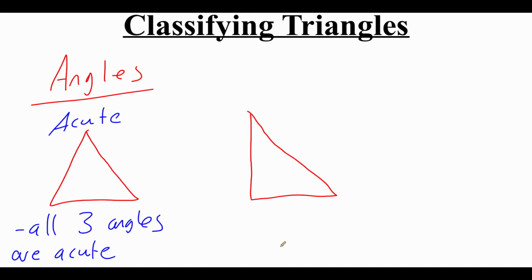And remember, for a right angle, for a 90-degree angle, we usually put a box in the corner to indicate that we're dealing with a right angle. So in a right triangle, you're going to have one right angle. And then your other two angles are going to be acute angles.